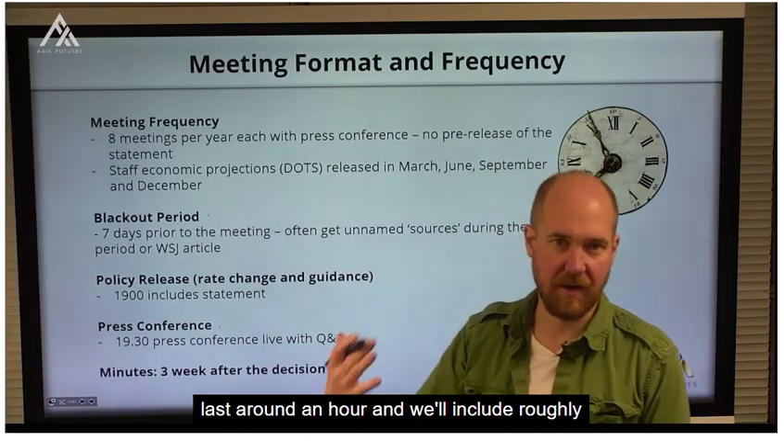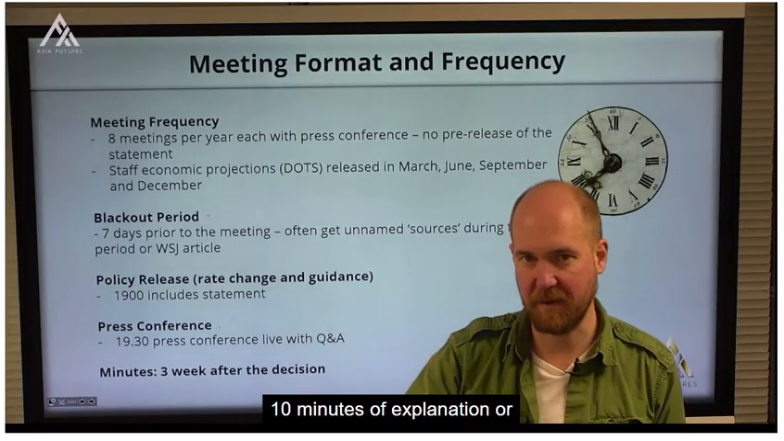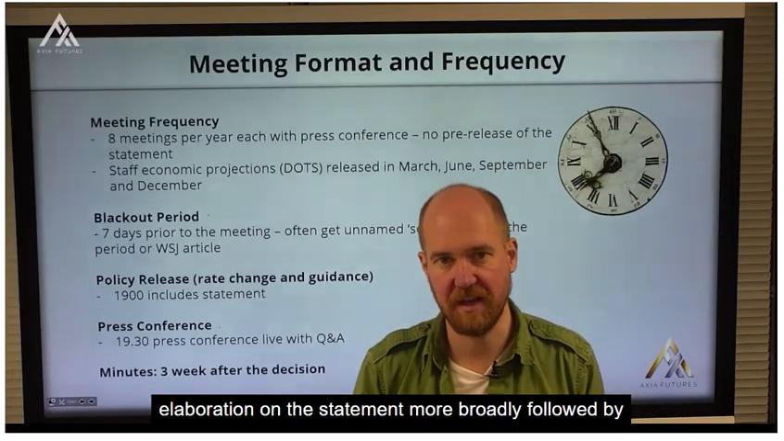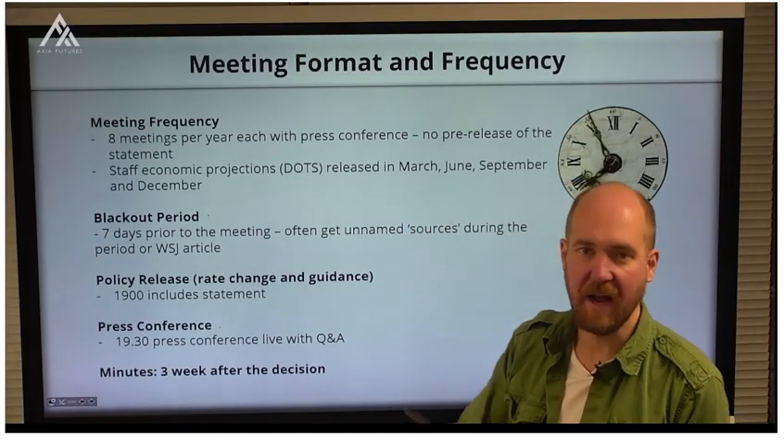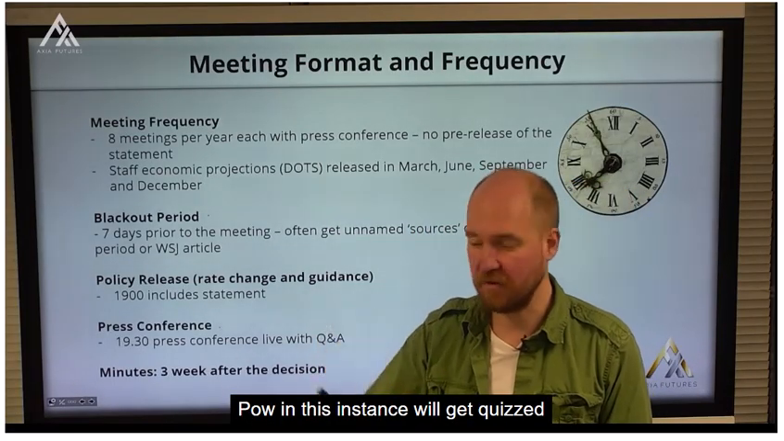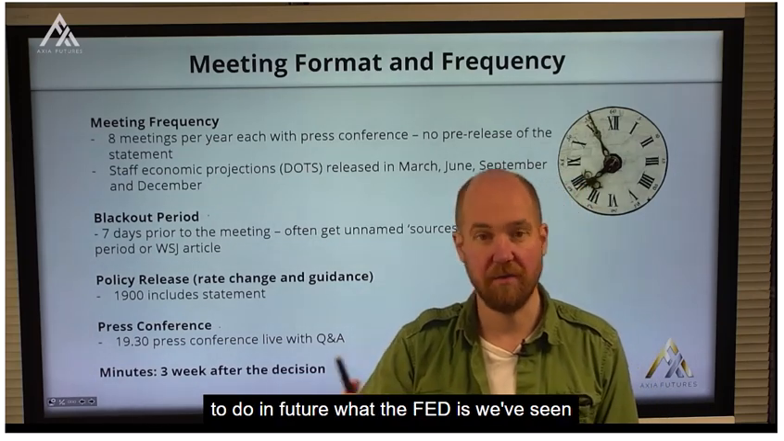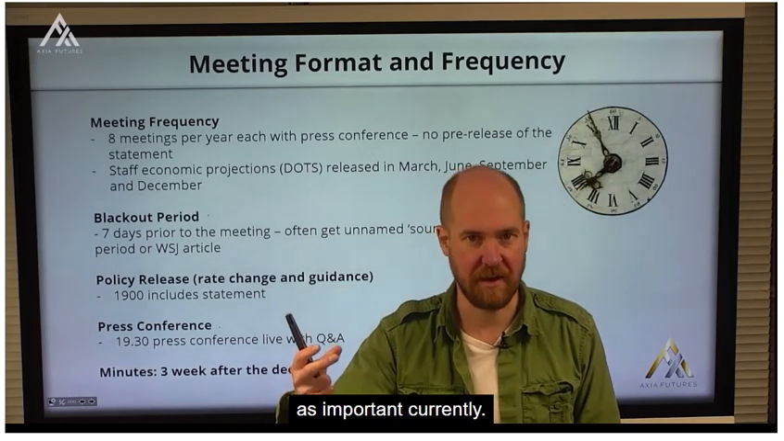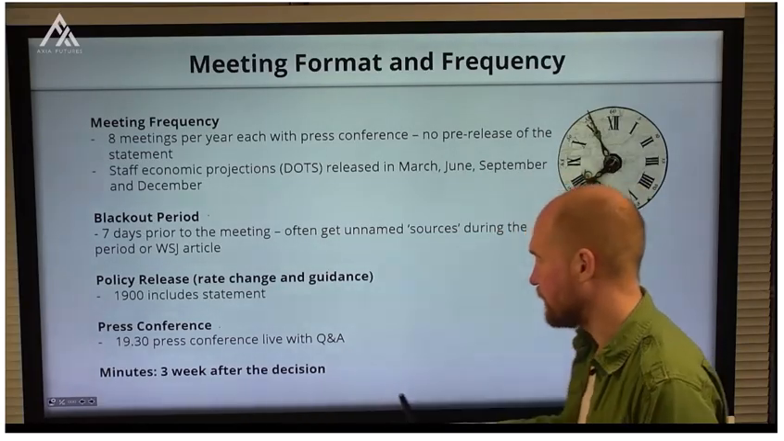The press conference will last around an hour and will include roughly 10 minutes of explanation or elaboration on the statement more broadly, followed by about 45 to 50 minutes of Q&A, where Powell, in this instance, will get quizzed on why they've done certain things, what they are likely to do in future, what the Fed is seeing as important currently, and how that's likely to influence policy going forward. So that's what they're going to get quizzed on.